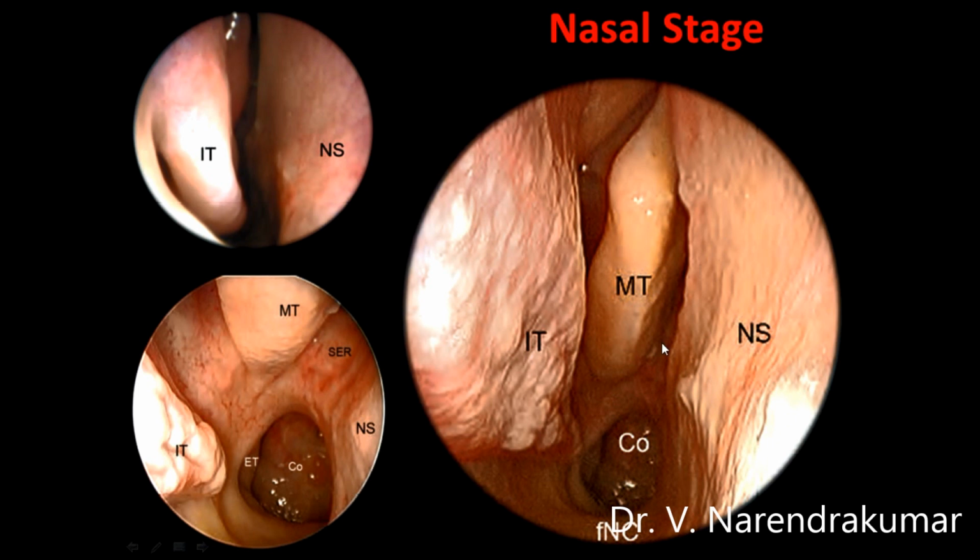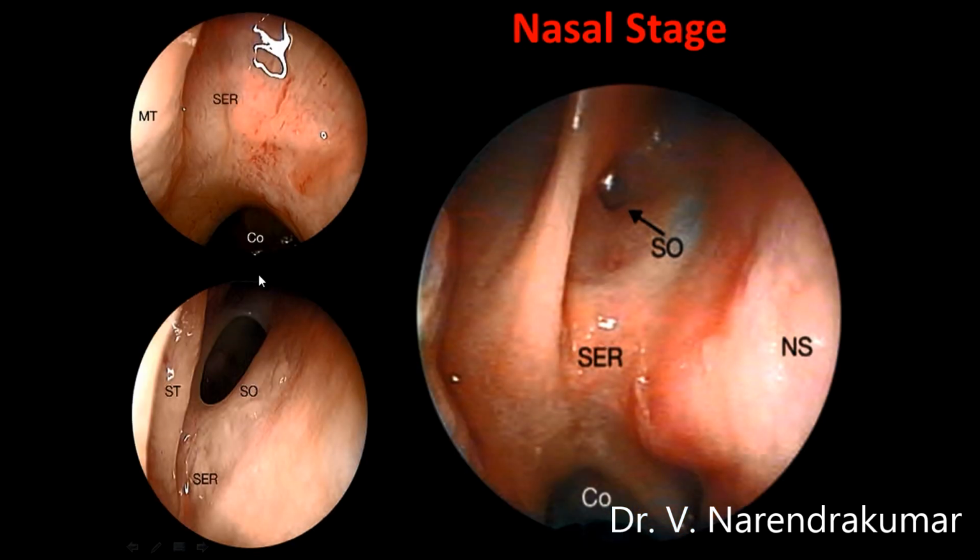When we advance the endoscope in between the middle turbinate and the nasal septum, where the choana is, and the sphenoethmoidal recess, if you trace it a little above, you will see the sphenoid ostium, which is present medial to the superior turbinate. So identifying the sphenoid ostium is very easy. From the choana, approximately 1.5 centimeters above, along the sphenoethmoidal recess, you will find the sphenoid ostium.